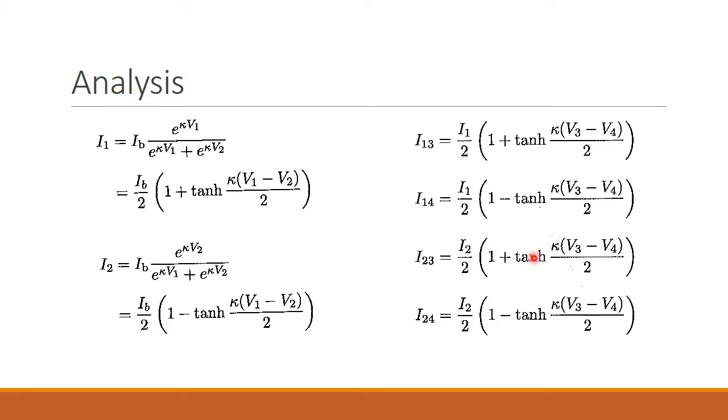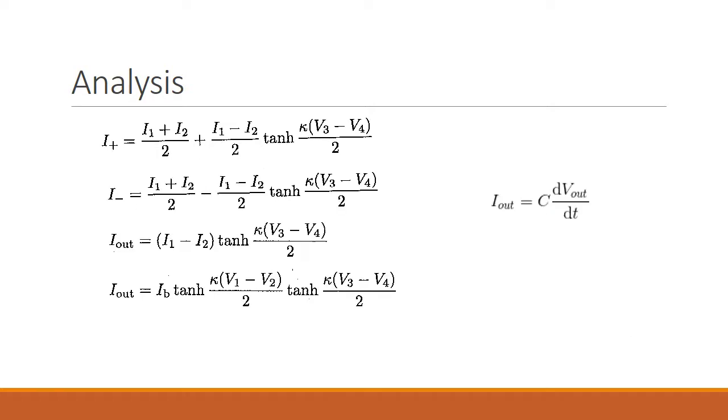In the small signal range, tanh x can be considered equal to x, since V1 minus V2 and V3 minus V4 will be approximately less than kT by q kappa, and we'll have current flowing in just one of the wires.